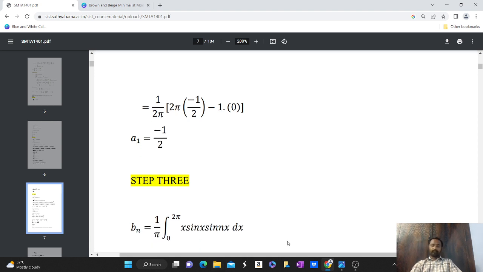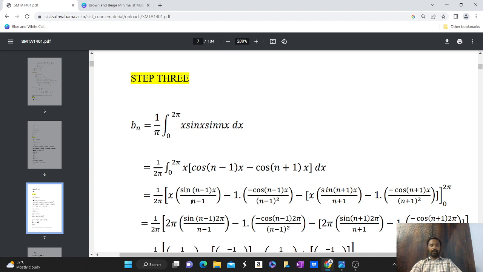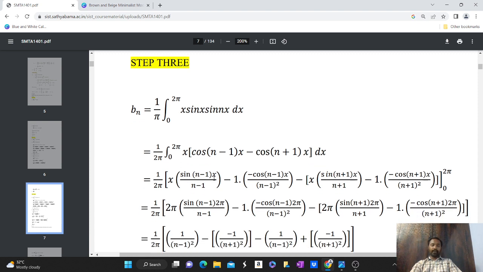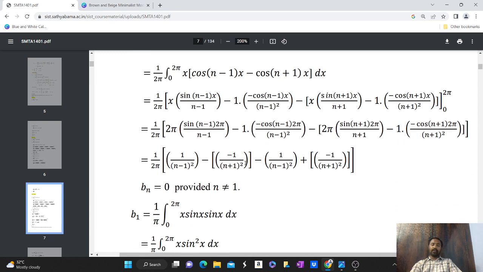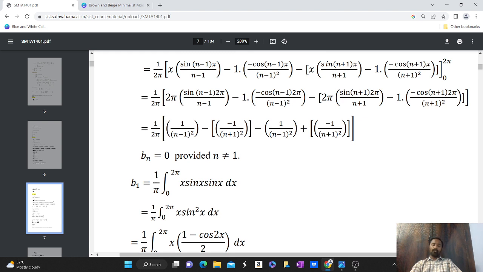In step 3, as usual write the formula bn equal to 1 by pi integral 0 to 2 pi f of x sin nx dx. Here f of x is x sin x. So 1 by 2 pi, sin a sin b is cos a minus b minus cos a plus b divided by 2. Here 2 taking outside, so 1 by 2 pi x cos n minus 1 x minus x cos n plus 1 x. Again using Bernoulli's equation, we get the value of bn as 0.